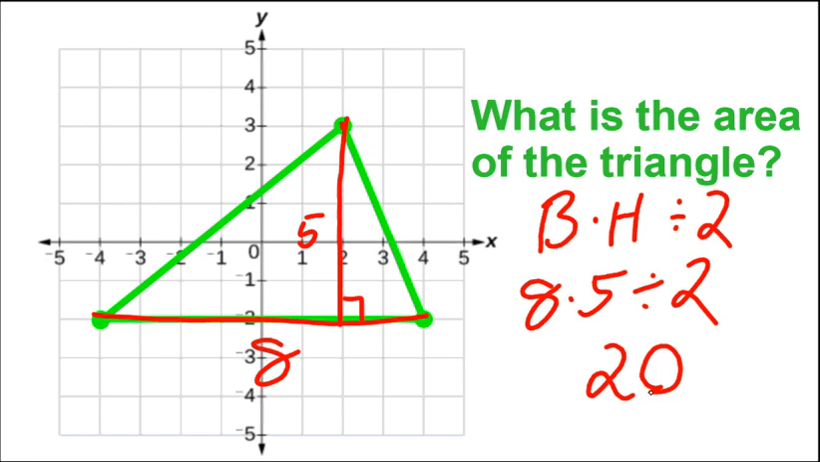The toughest part is you got to start with, like I said, either a horizontal line or a vertical line on that triangle, okay? And then whichever one you start with, you're using the opposite as the height. Any questions on that?